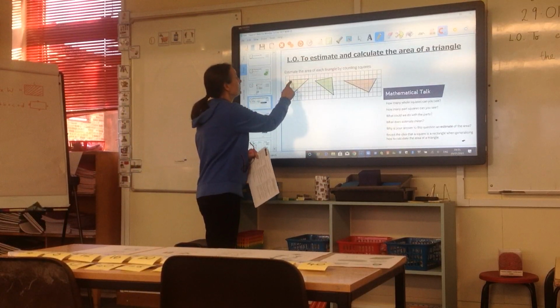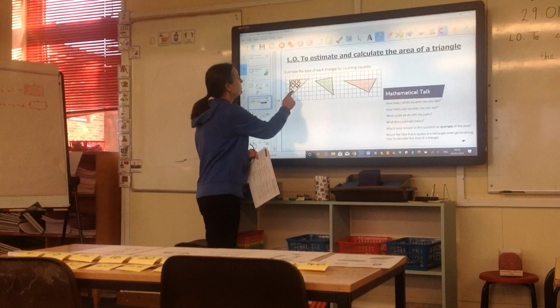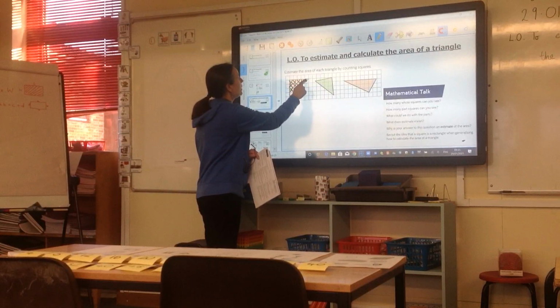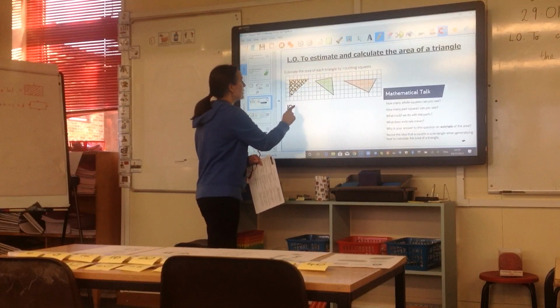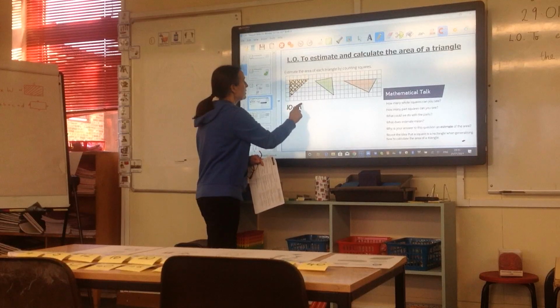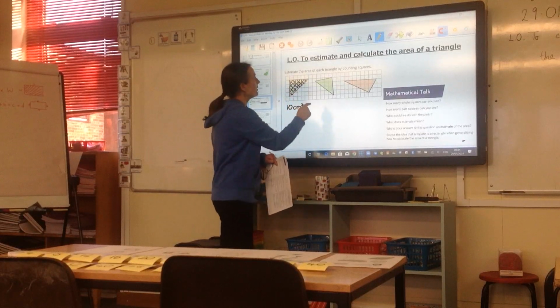Off we go. 1, 2, 3, 4, 5, 6, 7, 8, 9. Then we've got like 10 as part, I would say. Okay, so we've got 10 there, so we think that would be 10. If they're centimetres, it would be centimetres squared. Okay, the green one, off we go.